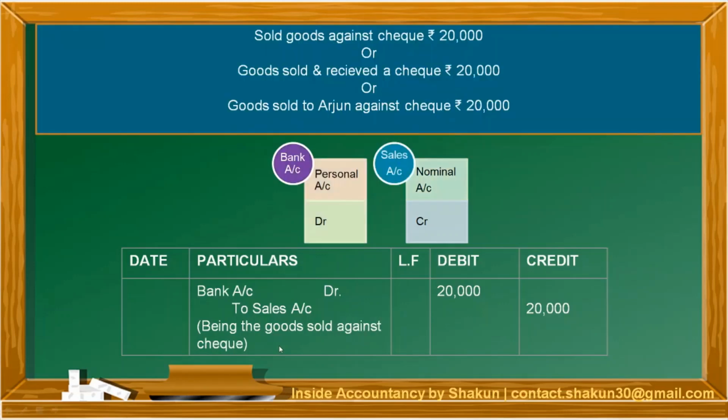Moving on. Sold goods against cheque, or goods sold and received a cheque, or goods sold to Arjun against cheque. Again, all these transactions are similar to the ones we just studied. The only difference is instead of cash, I've written cheque here. So sales and bank are the two accounts that are identified. Sales is a nominal account. It's an income, therefore credit. Bank is a personal account: debit the receiver, credit the giver. Since we are receiving the money in our bank account, bank is debited to sales, being the goods sold against cheque, and the respective amounts are written on the debit and credit side.